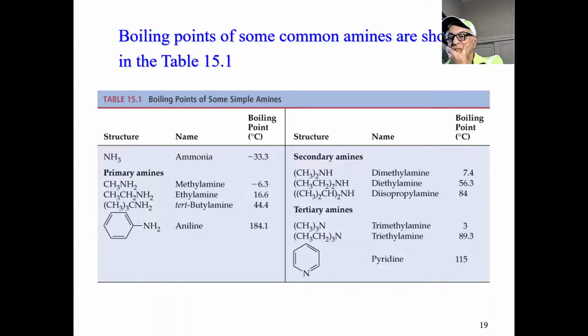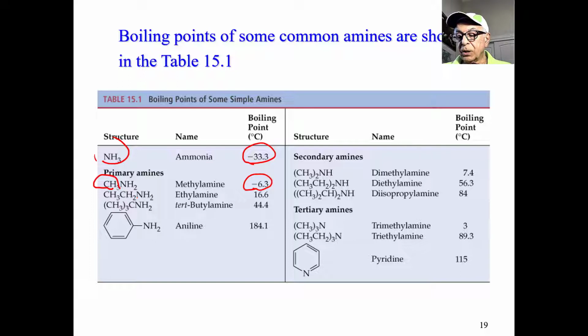So let's take a look at the boiling points of other amines. We are going to compare the boiling point of amines with ammonia. Ammonia, which doesn't have any alkyl group on nitrogen, has a boiling point of minus 32.3 degrees Celsius. And if I take one hydrogen off the ammonia and replace it with a methyl group, we have methylamine. Look, the molecular weight has gone up, the boiling point is going up.